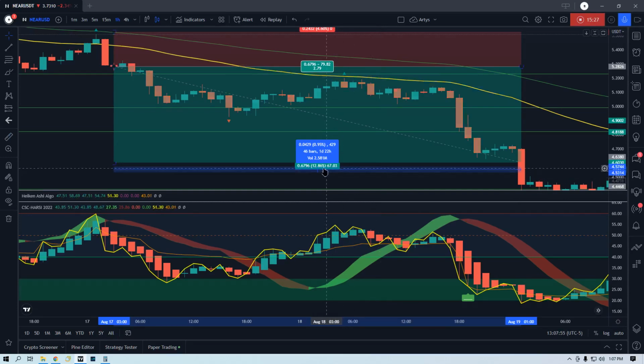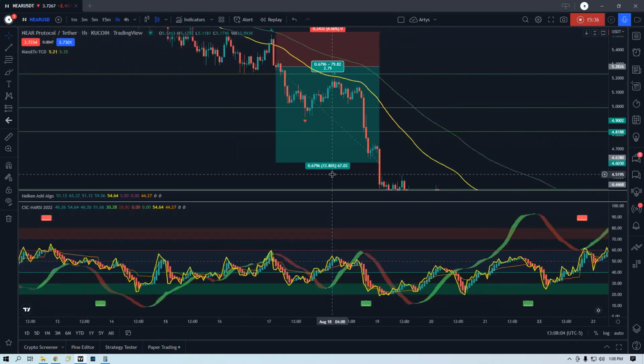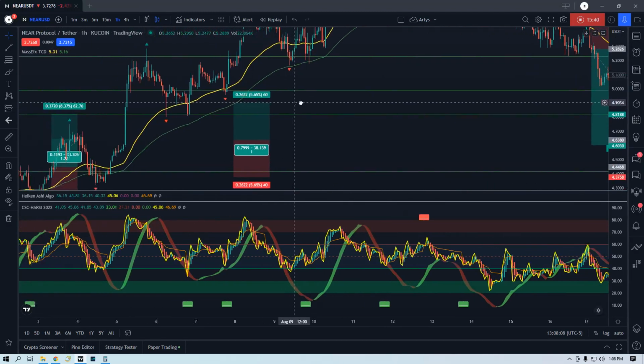Now, you got the information on how to get the move to the short. Let me show you the long right here. Here's a long position that I found in the history. And it's just the opposite, right?